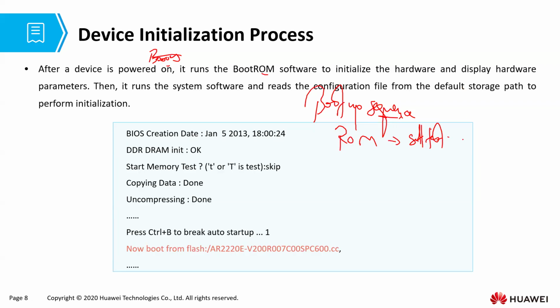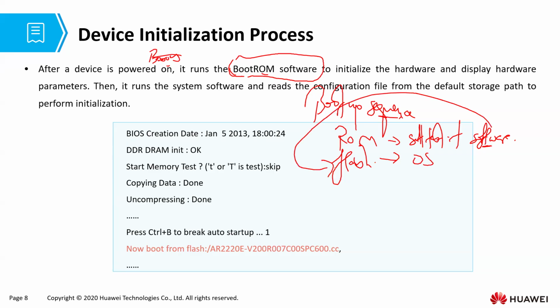Then in this memory, that's where we have the boot ROM software. The boot ROM software is used to find where the operating system is. So the software bootloader is in the ROM. Then we go to the flash memory. This software finds the operating system in flash and loads it.